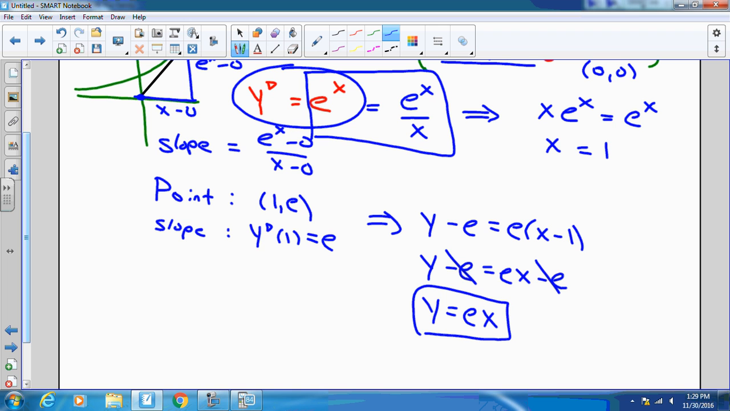Can I just write it this way? Y minus e equals... Sure, that's right. But I just found that this compact notation was really nice.